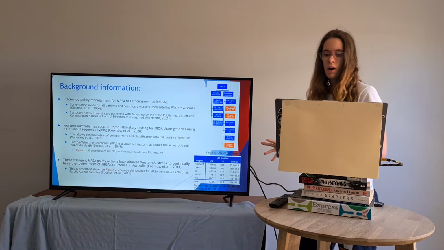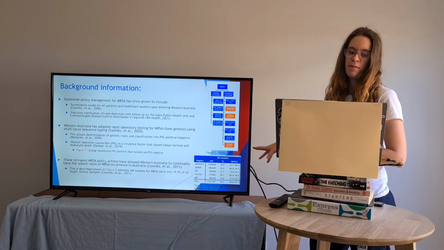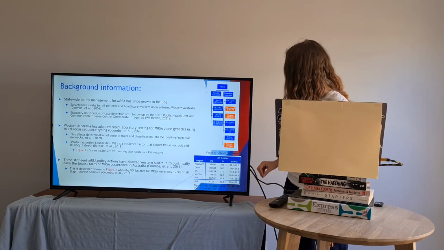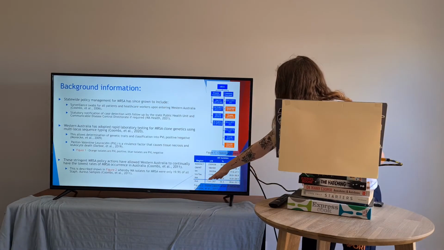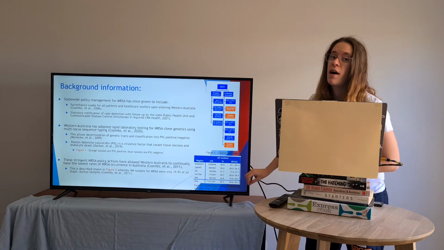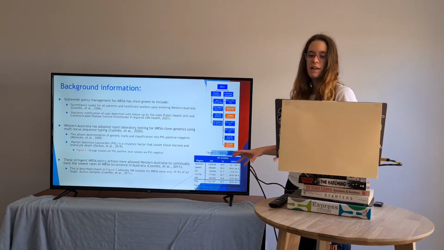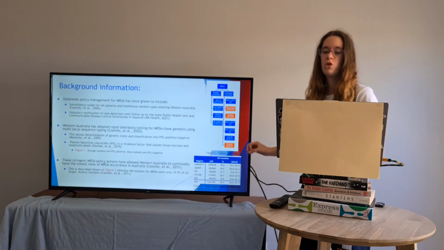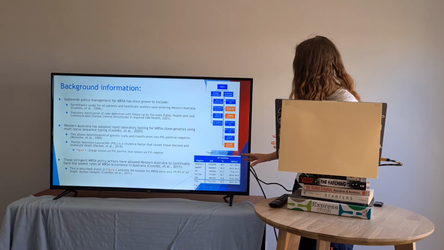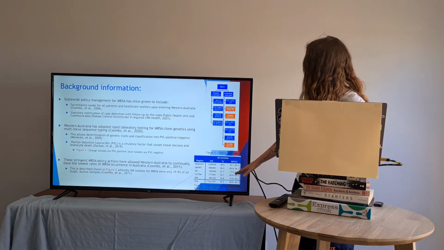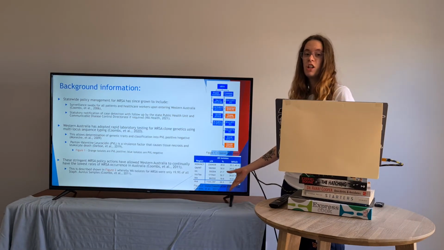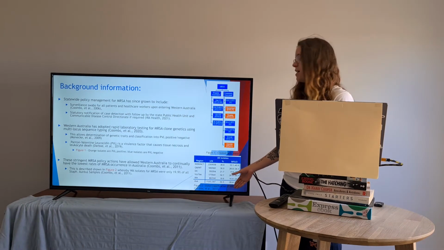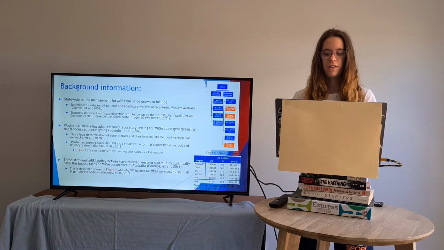This has been described back in 2011 in a paper by Coombs et al. As we can see here, the figures for Western Australia of MRSA in comparison to Staphylococcus aureus is that of 66 within a total of 332. We can then compare this information to every other state and see that Western Australia has a much lower percentage of MRSA compared to every other state.